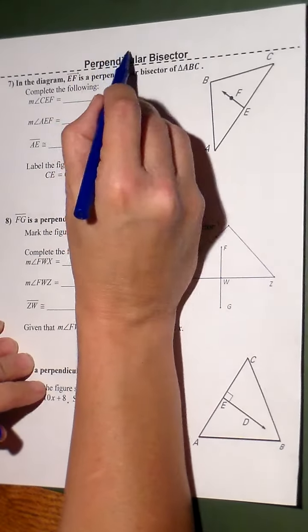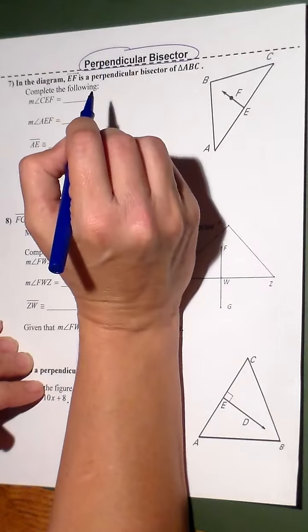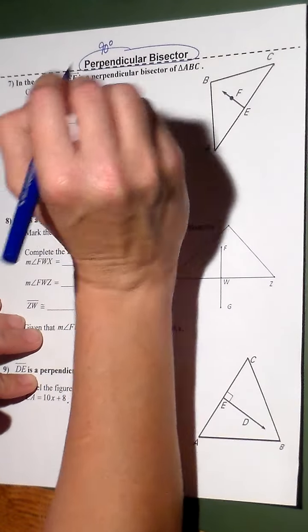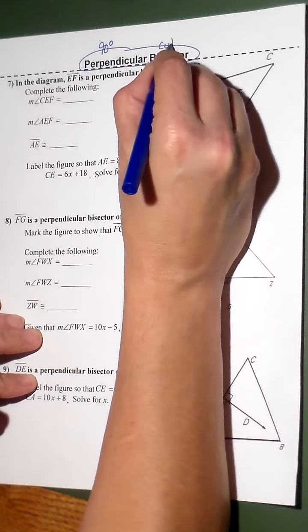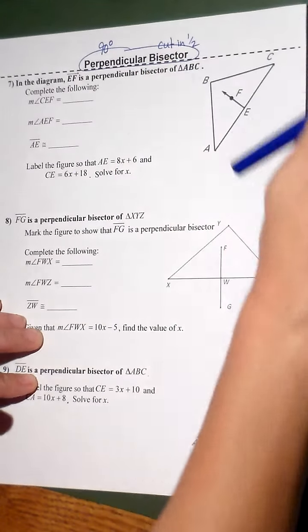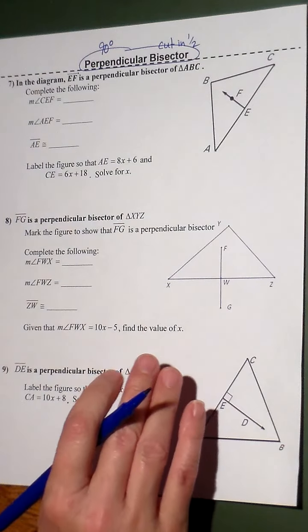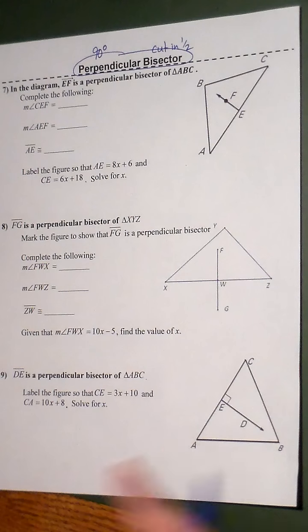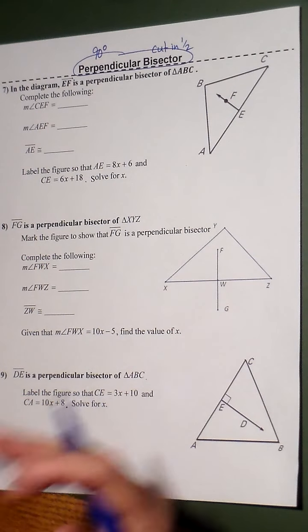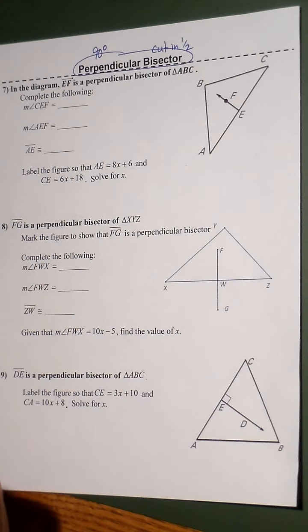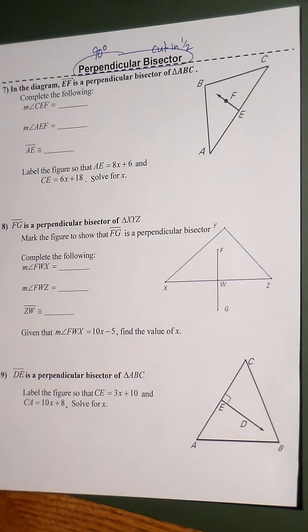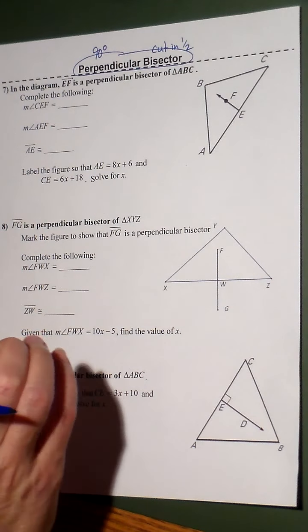So perpendicular bisector is exactly what it means. Perpendicular meaning 90-degree angle. Bisector meaning cut in half. So a perpendicular bisector is a segment, line, or ray that cuts something in half at a 90-degree angle. And if it's cutting it in half, where is it hitting? What's the exact halfway point of a segment? The midpoint. So a perpendicular bisector will go through the midpoint.